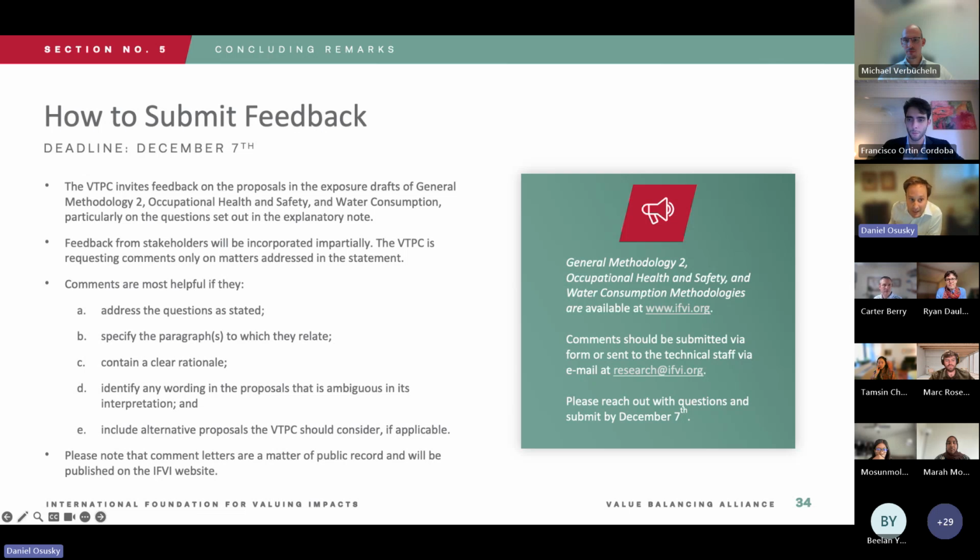There are two primary mechanisms for you to share this feedback. The first is through a submission form that is available on each of the websites of the methodology statements. And so you're able to go through and see a direct survey with all of the questions and provide your responses directly to that. Alternately, if you would prefer to just draft a general letter and submit that letter, you are also able to do that as well. And so it's either via the form or via a more general response that you would be able to send to research@ifvi.org.